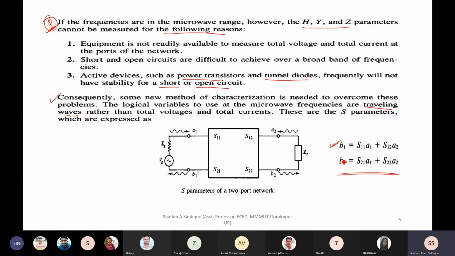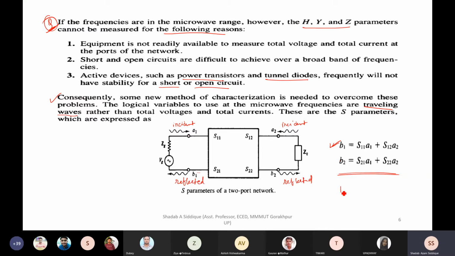Okay, so the reflected wave is also called the output. B1 is the output, B2 is the output, and A1, A2 are the incident, or input. You can say this is the incident from port 1, and this is the incident from port 2. So incident is nothing but input, and these are the reflected, also called the output side.